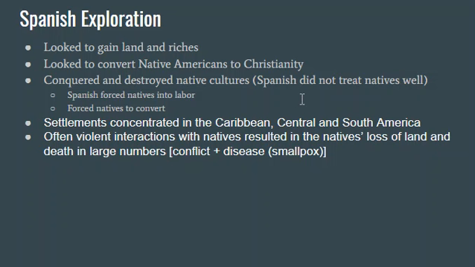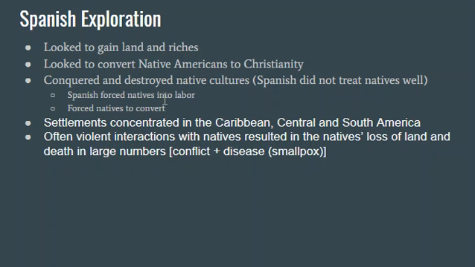They made them build houses for them. They made them build their churches. They forced them into labor. They also forced natives to convert. They did not give natives an opportunity to choose a religion. If the Spanish came, they said, nope, you're going to be Catholic. If they chose not to be Catholic, they would put them in prison, they would kill them. So the natives had no choice but to become Catholic.